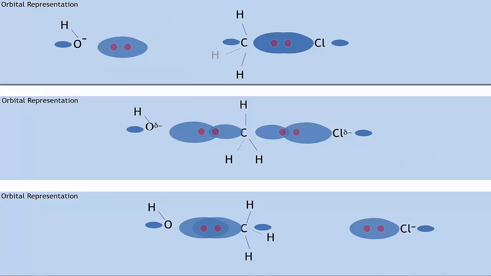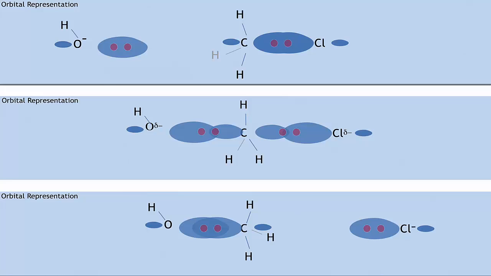The middle panel shows the transition state, where orbital overlap between oxygen and carbon is beginning, and orbital overlap between carbon and chlorine is diminishing. In the bottom panel, bond formation is complete, and oxygen and carbon share 2 electrons. The electron pair that once was shared between carbon and chlorine now belongs only to chloride.